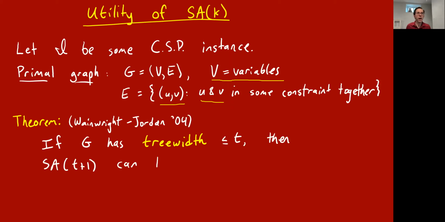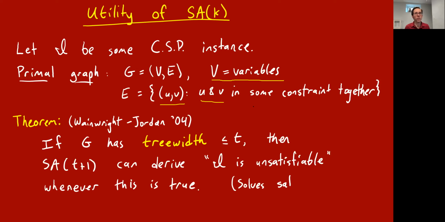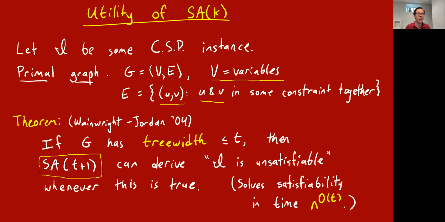So it's a theorem proved by Wainwright and Jordan, I think they were the first to prove it, that, let me read it here: if the primal graph G of your instance has tree width at most t, I'll say what that is in a moment, then the Sherali-Adams proof system with k being t plus 1 is sort of complete for the satisfiability question. It can derive that the instance is unsatisfiable provided this is true.